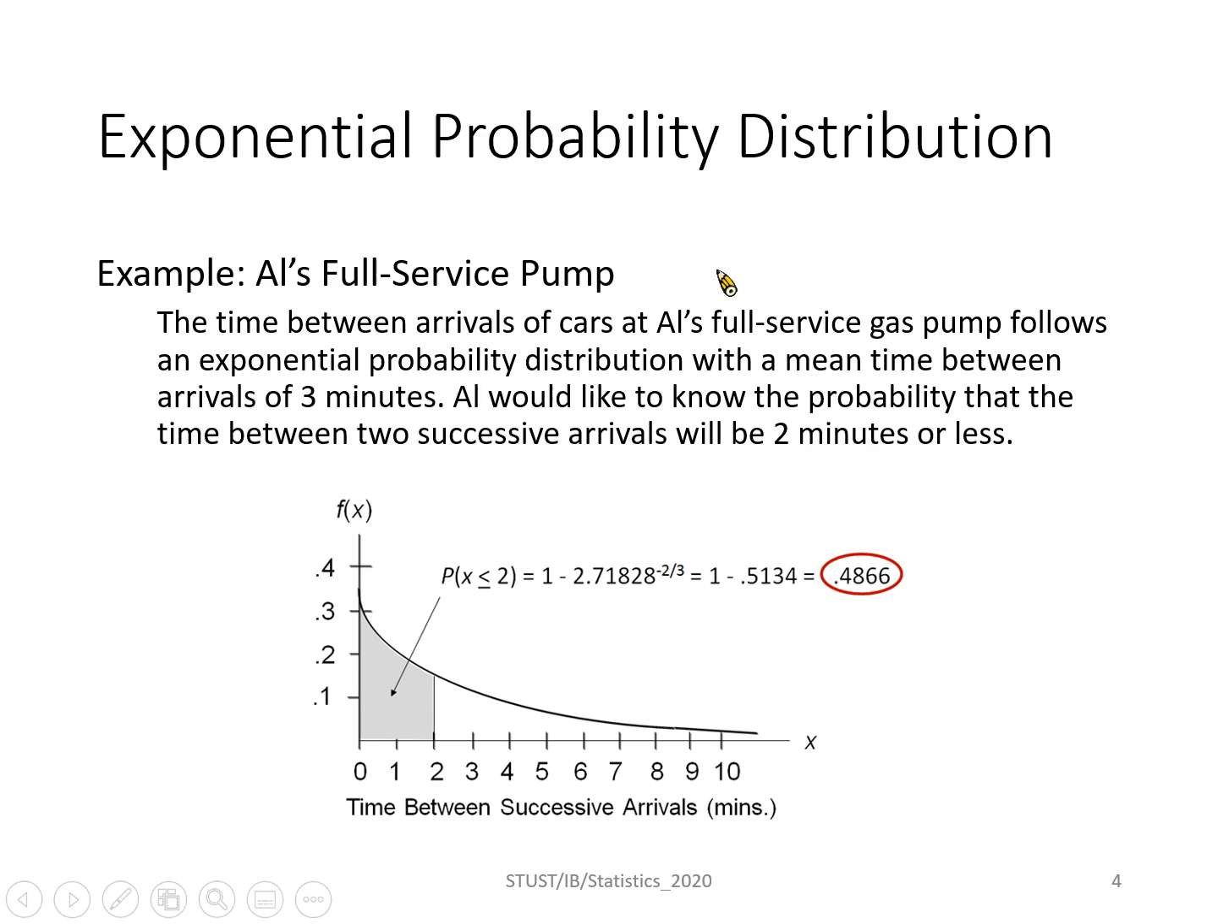In this example, the time between the arrival of cars at Al's full-service gas pump follows an exponential probability distribution with a mean time between arrivals of 3 minutes. Al would like to know the probability that the time between two successive arrivals will be 2 minutes or less. So you will know the mean time between arrivals is 3 minutes.